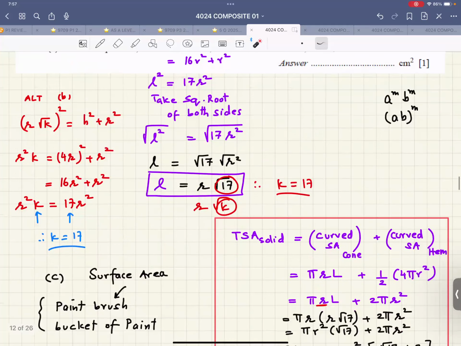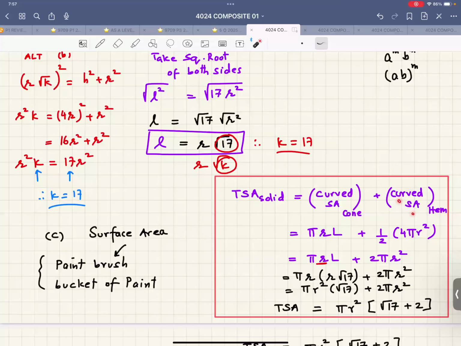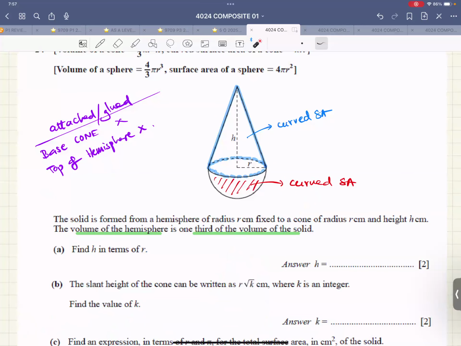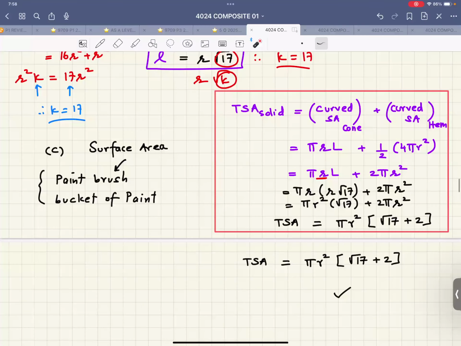First of all, total surface area is the curved surface area of the cone plus the curved surface area of the hemisphere. There is no base of the cone, and there is no top of this hemisphere because it's glued together. So therefore, pi r L, that is the curved surface area of the cone, where we know L as r root 17. And the curved surface area of a hemisphere, that's half the surface area of a sphere, that's 2 pi r squared. And that is as simplified as it can be.